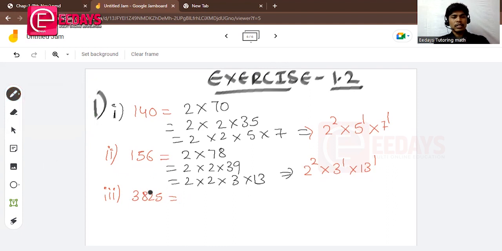Okay, let's start with the 2 table. Here the unit digit would be 5, so it is not divisible by 2. Let's try with the 3 table.